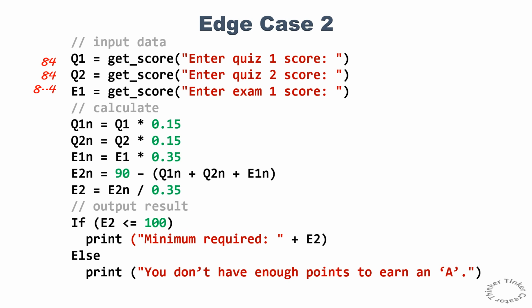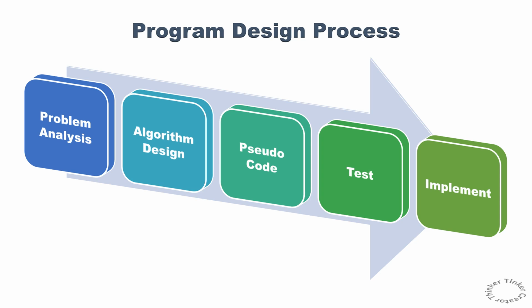In this case, the user input is invalid. Our function handles it by repeatedly asking for a valid score. We completed every phase except implementation. We'll leave that for the viewers to complete.